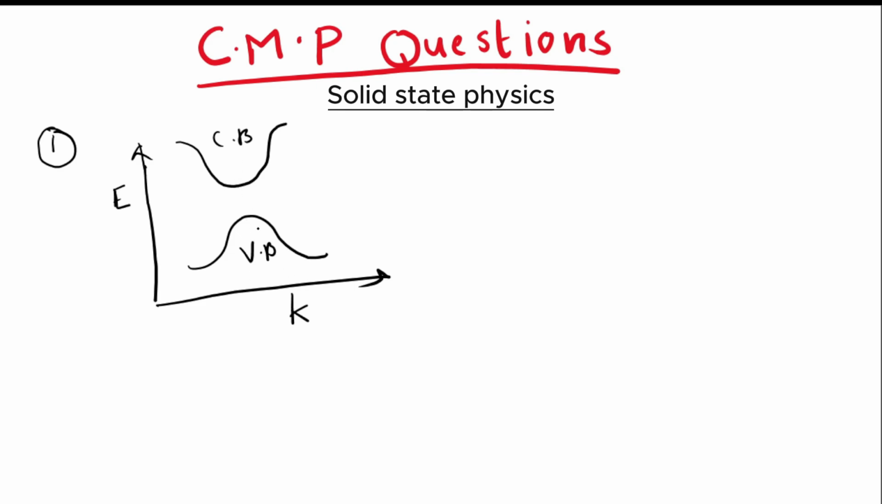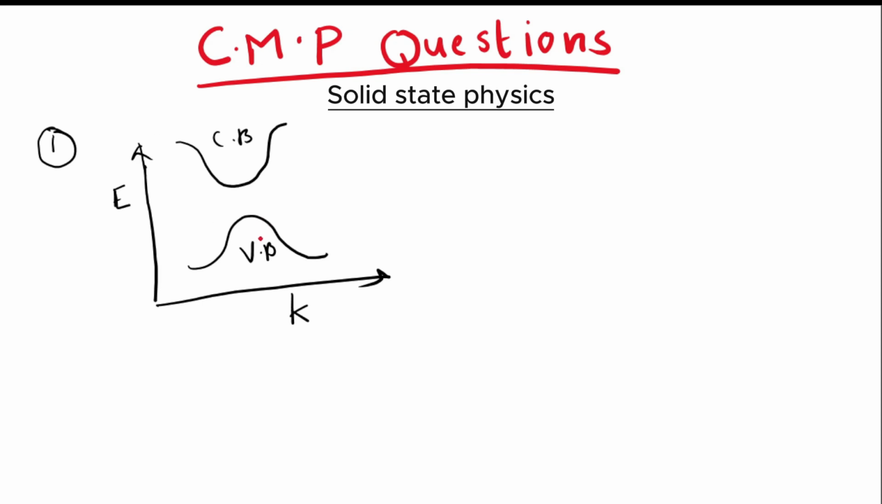And now he asked me, where does the electron lie in the valence band? Suppose there is an electron in the valence band, where does it lie? The meaning is, does it lie in this area, in this area, or only on this curve? The answer is that the electron can only lie on this curve. It cannot lie in this area. Okay, so keep it in mind.